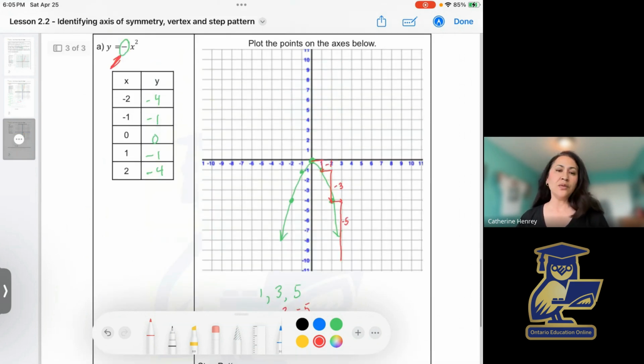So hopefully with this lesson, you've reinforced the idea of the axis of symmetry, what the vertex is, and what the step pattern is, and how it changes depending on the coefficient of the x squared term.